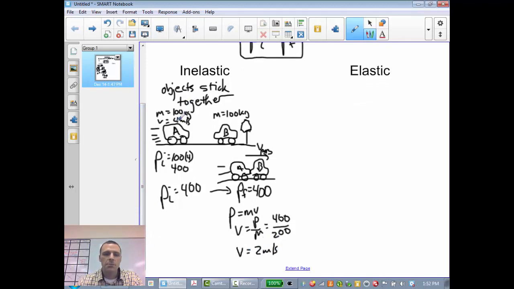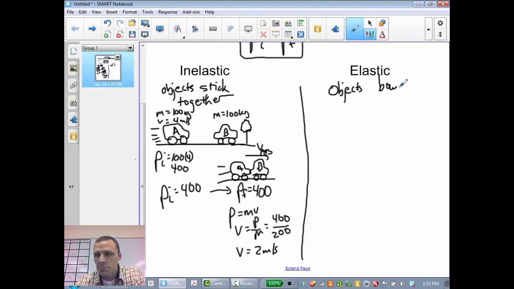Which kind of makes sense because we have an object that was moving at 4, it ran into something, and now you have these two things that are heavier, so the velocity has to go down to conserve momentum. And we'll do some examples of that as we go through the chapter, but that's an example of an inelastic collision. With an elastic collision, the objects don't stick together, they bounce off of one another. So objects bounce off one another.